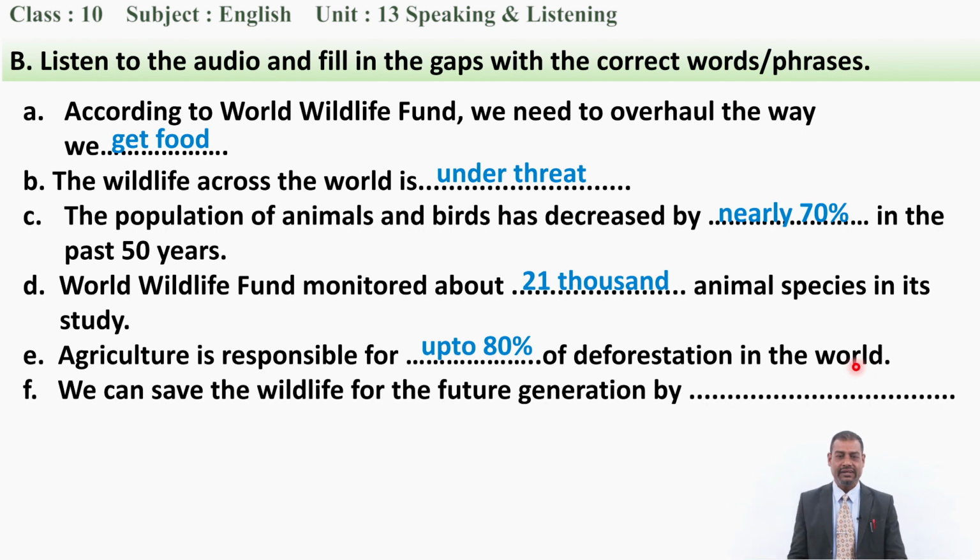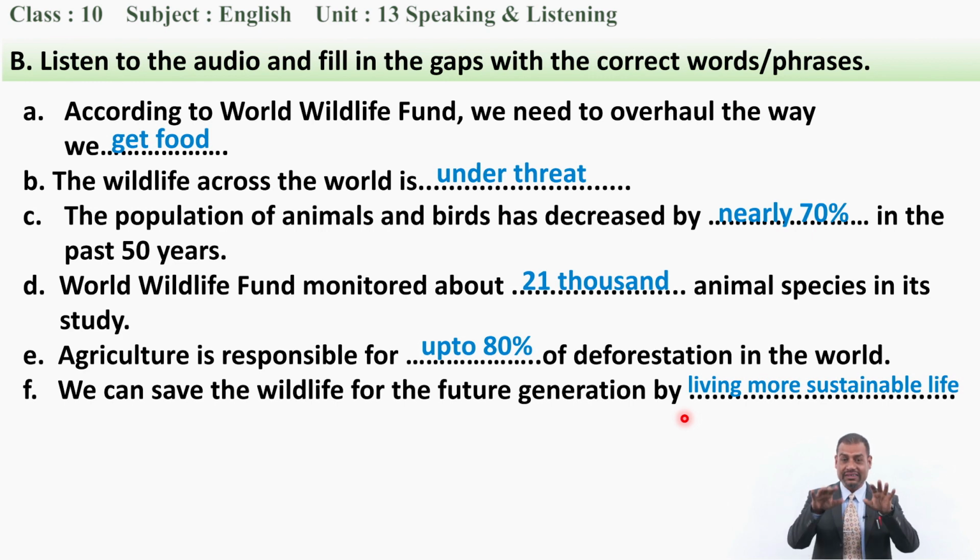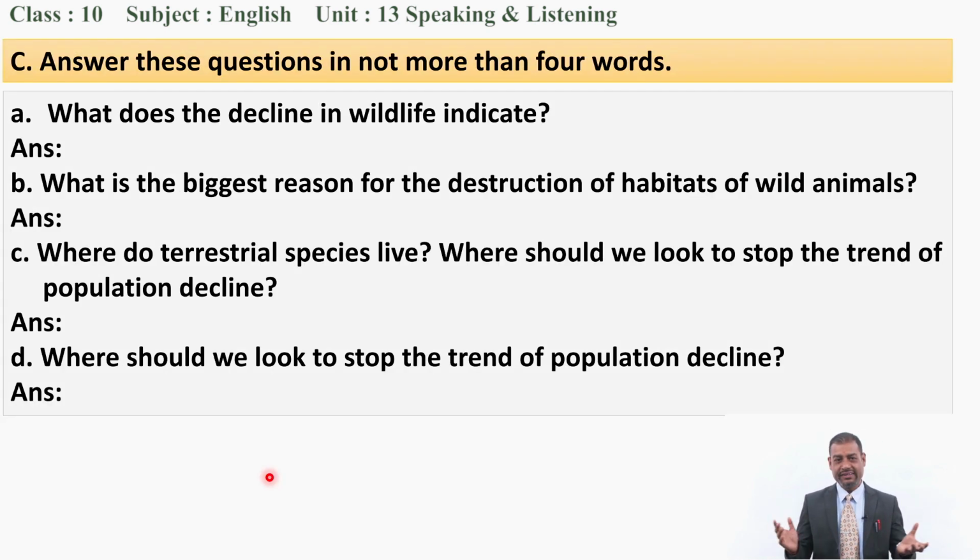All right. Now, next one we have is F, the last one for this task. We can save the wildlife for the future generation by, what's your information? All of you tell me now loudly. Yes, living more sustainable life. Or if you write living sustainable life also, that's fine. Okay. But this information you should find out. Good job.